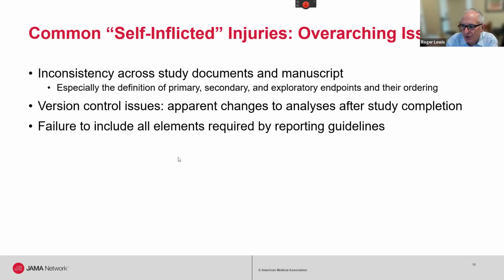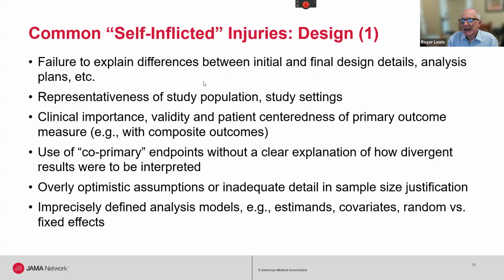Also, failure to include all elements required by reporting guidelines. You need to pay attention to CONSORT reporting guidelines and make sure that you either give everything that's requested or explain why it's missing. Sometimes there are changes between initial and final design details and analysis plans that we just find digging through the documents, and the authors never mention why they did something. And I'm talking about things like dropping doses, changing inclusion criteria. I mean, substantial changes. Things like that should not go unexplained.